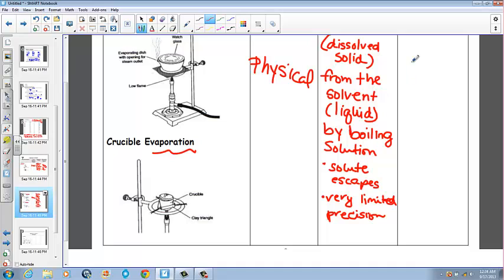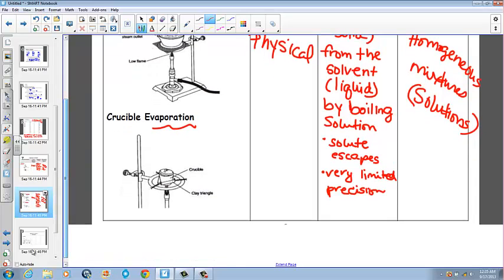So this would be useful for homogeneous mixtures, and we call those solutions, when something is dissolved in a liquid, or water in particular.